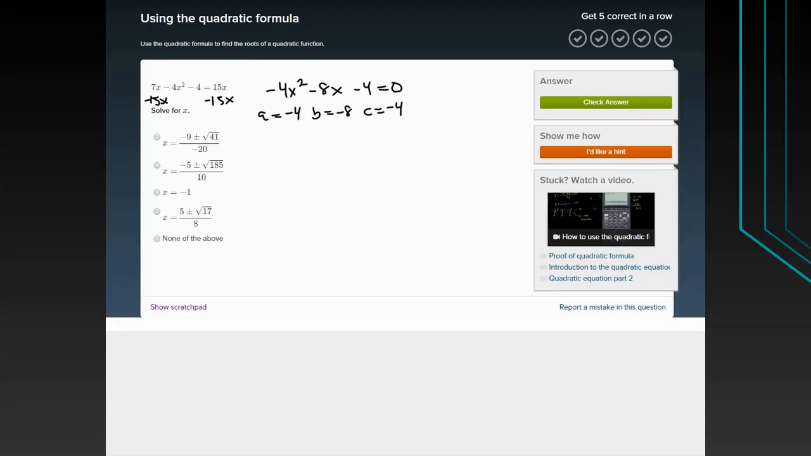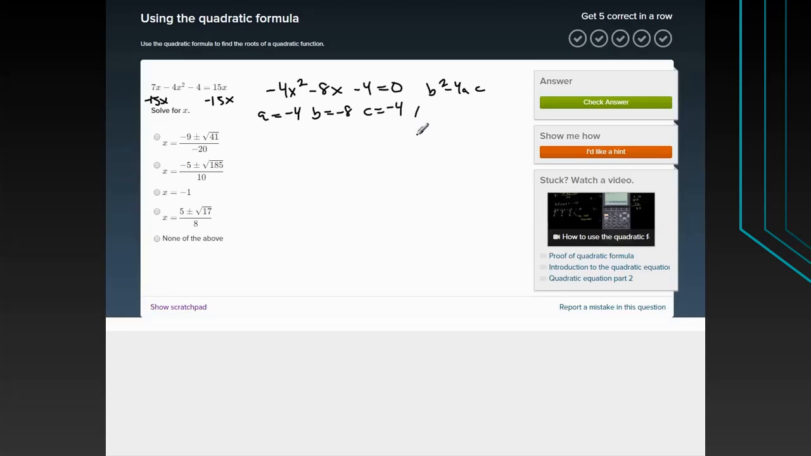The part we're going to do first is actually using the discriminant, which is the b squared minus 4ac. We're going to do that part first. So this way I can figure out if I'm going to have 0 solutions, 1 solution, or 2 solutions, which might make doing the actual whole quadratic formula a little bit easier.